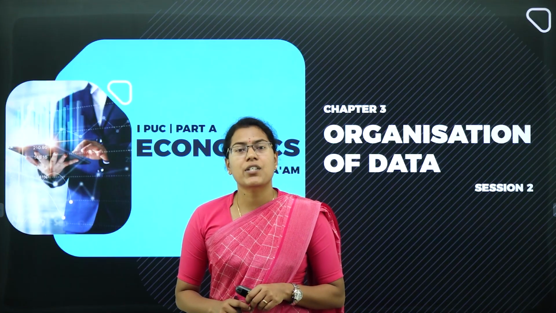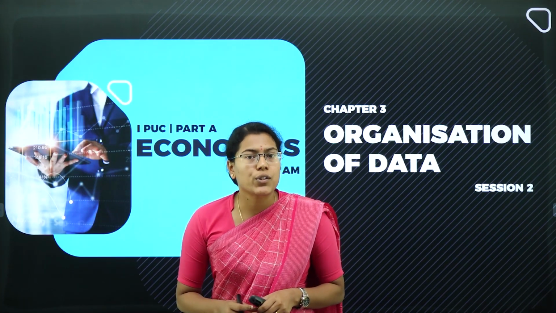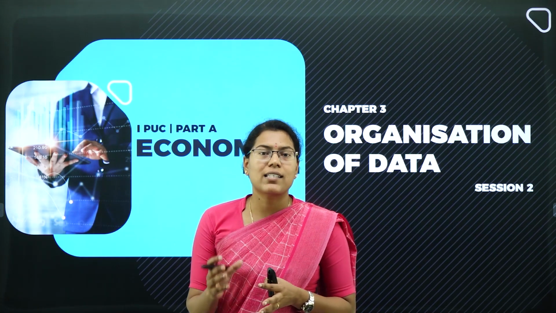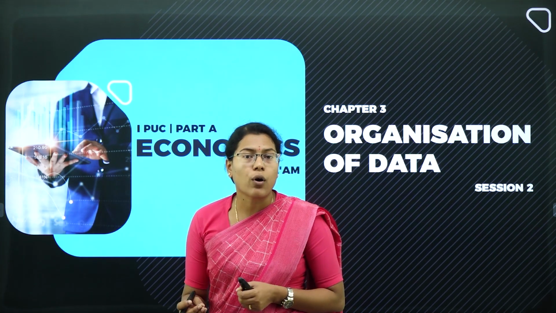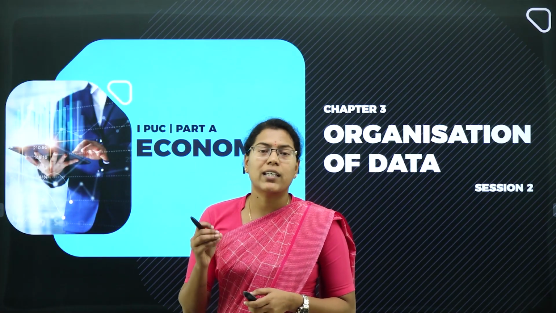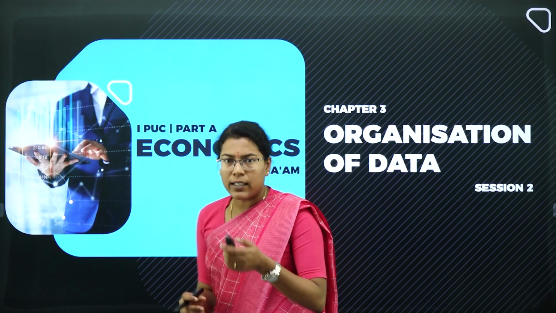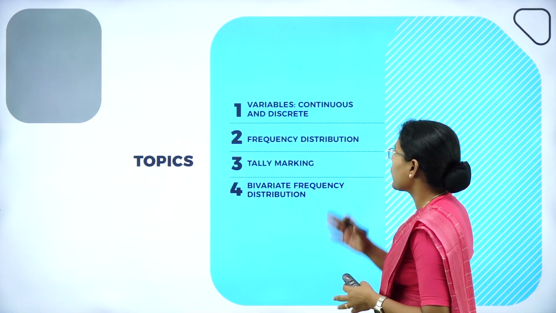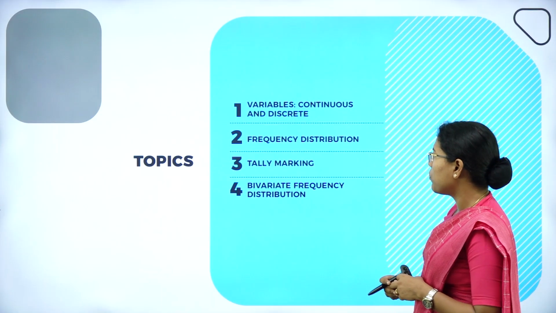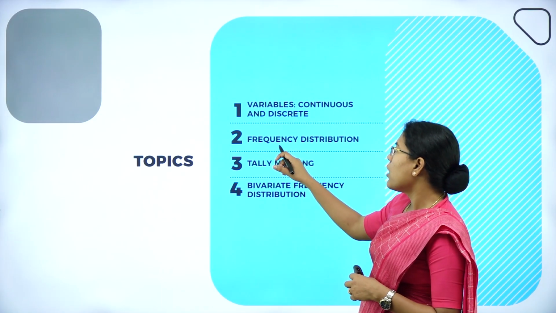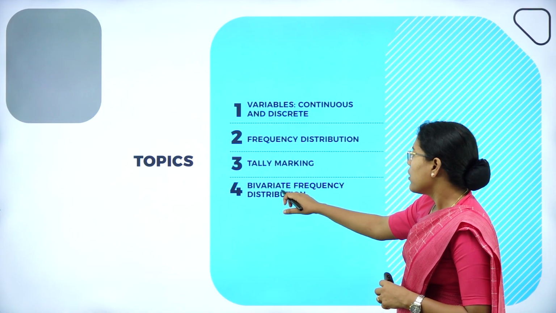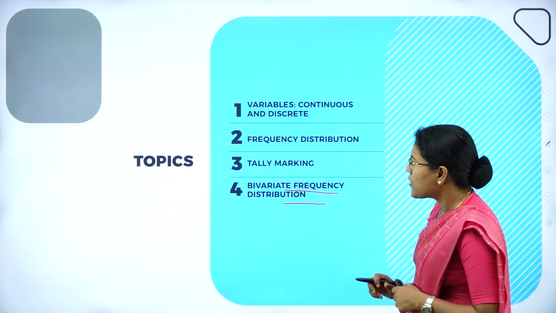So here in this chapter, in the last session, we have also discussed how to organize the data, what organizing data is all about, what is raw data, and what are the various types of classification in which the data can be arranged. And in this session, we are going to learn what are the types of variables. One is continuous and the other one is discrete variables. And we'll be learning about how to do a frequency distribution, tally marking, as well as bivariate frequency distribution.